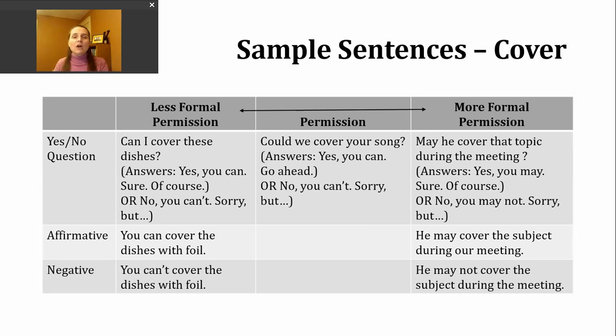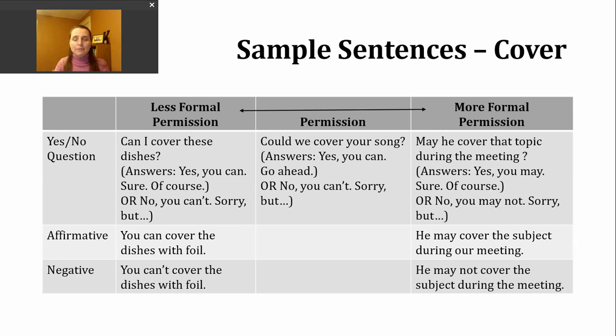Now today, with our Verb of the Day cover, we're going to practice making sentences that ask for permission. And as with many things in English, there's more than one way to do this. So to ask someone for permission to do something, you can be rather informal or less formal by using the modal can. We can also use the modal could. That's considered just a bit more formal. But the most formal way to ask for permission is with the modal may.